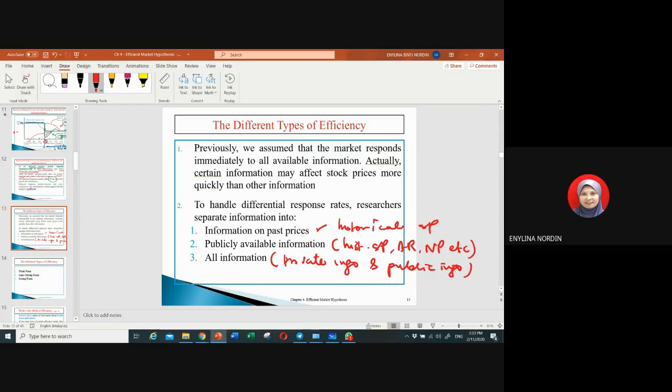That means all information, private and public, is available to investors. No more secrets between the company and the investors. In other words, the investors can access the private information from the company.